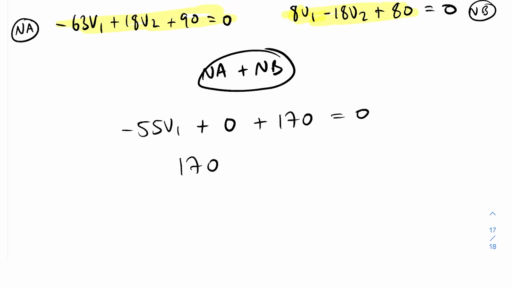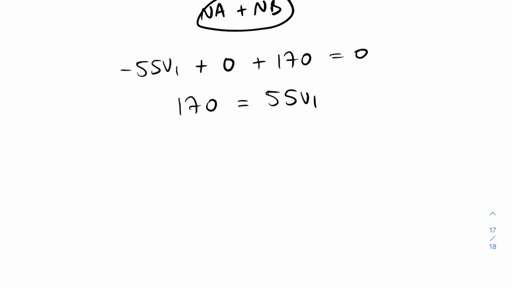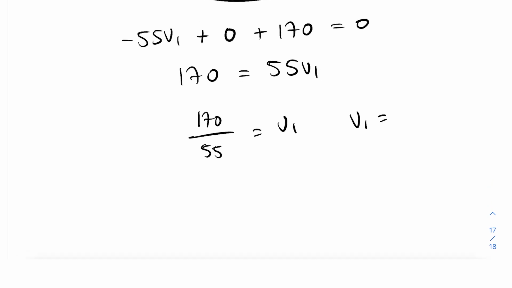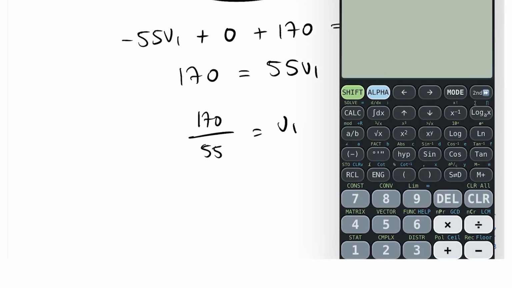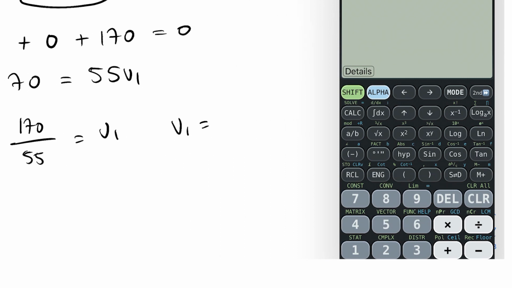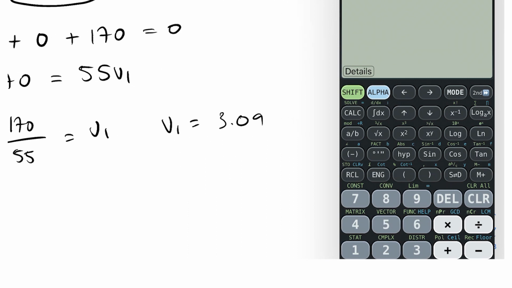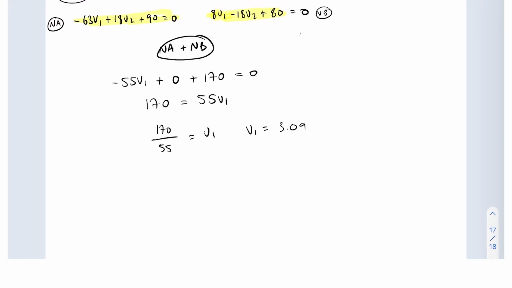So now we can say that 170, so we add 55 V1 onto both sides, is equal to 55 V1. And then we can do 170 divided by 55 is equal to V1. And so then V1 is equal to, what's 170 divided by 55? Any of you brain wizards can do this in your head? V1 is equal to 3.0901. So 3.09. We leave it as 3.09. Okay. And then so now we know what V1 is.